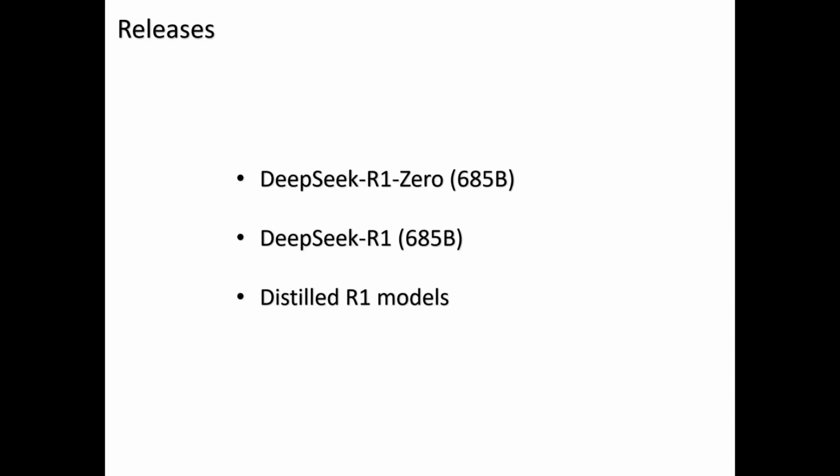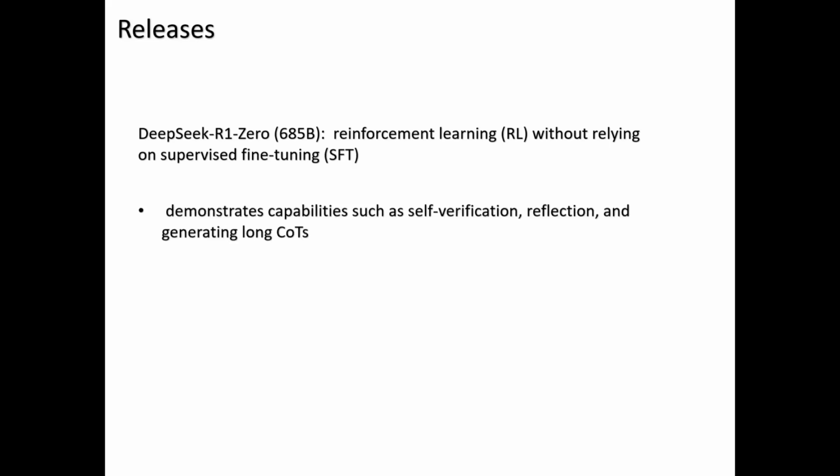So they have released three types of models: DeepSeek R1-Zero, the large model with 685 billion parameters, DeepSeek R1, and a series of distilled R1 models. So let's examine them one by one. DeepSeek R1-Zero is trained solely with reinforcement learning, without relying on supervised fine-tuning. Despite this, it still showcases impressive reasoning capabilities, including self-verification, reflection, and generating long chain of thought.